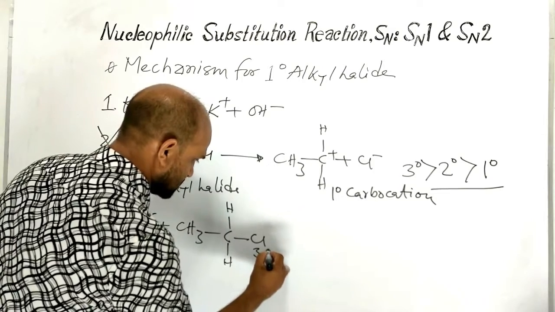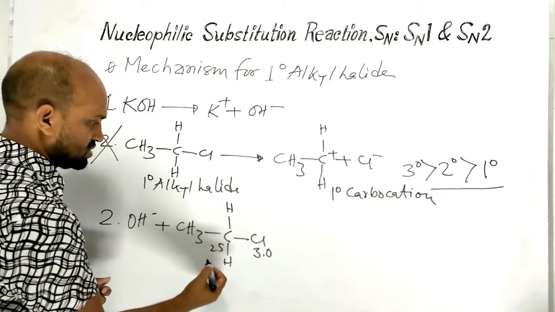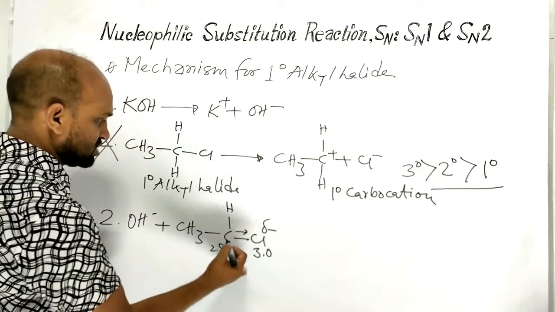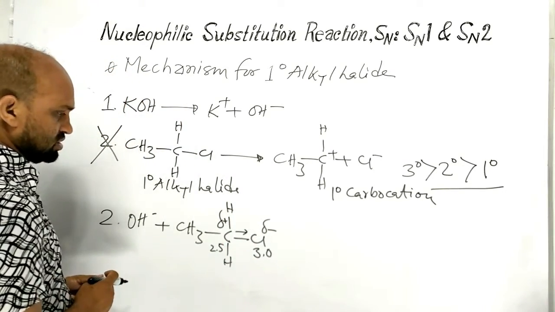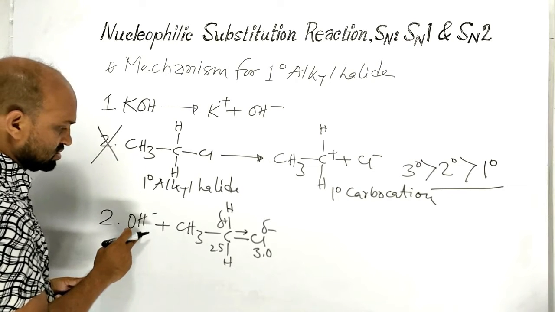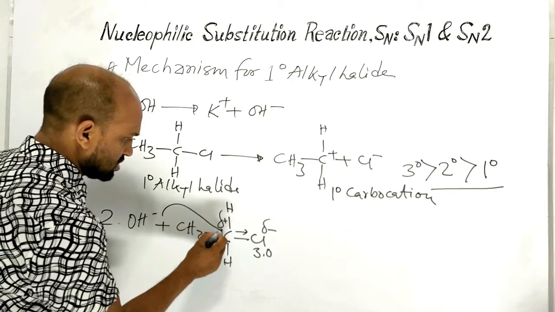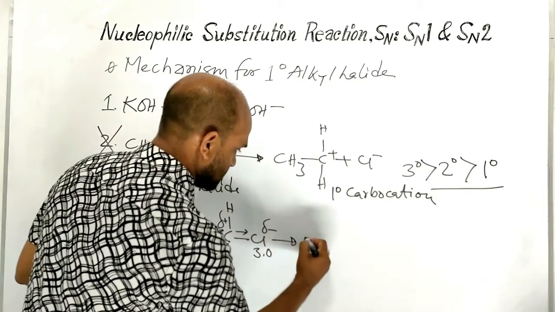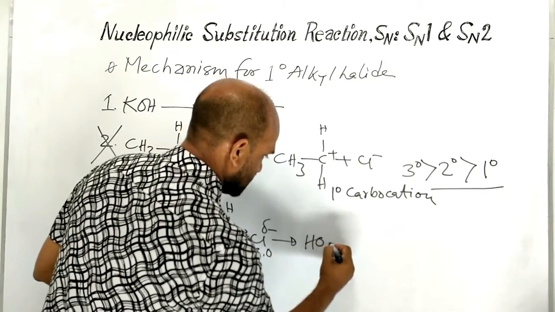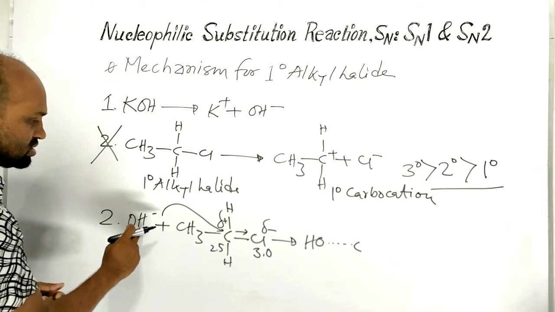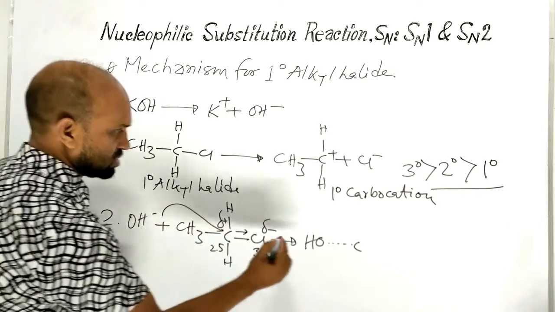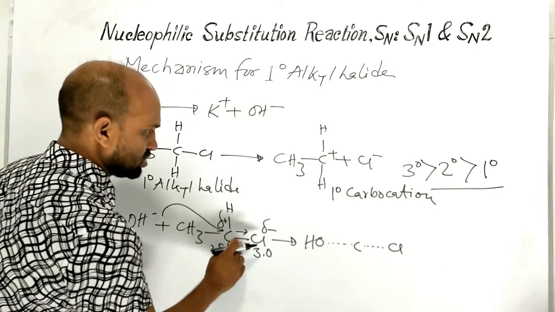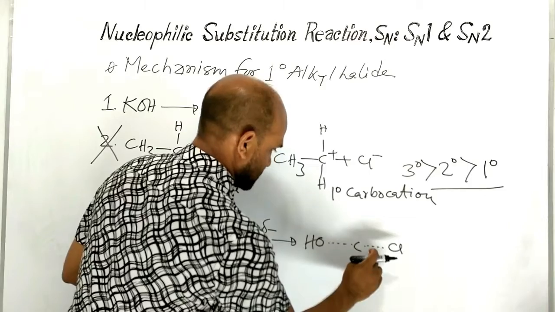The electronegativity of chlorine is 3, carbon is 2.5. So this bond is polarized. Chlorine becomes partially negatively charged. Carbon becomes partially positively charged. Now, a situation is created for the nucleophile to attack this partially positively charged carbon. A new bond is going to be formed, oxygen carbon, new bond. And this old bond, the carbon chlorine bond, is going to disappear.